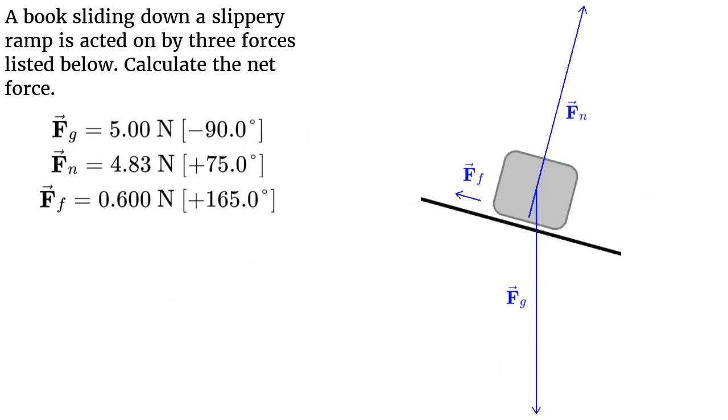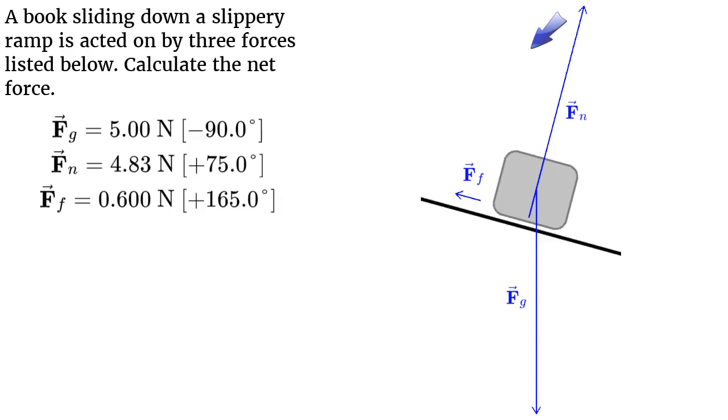Now let's look at a second example of adding vectors. Suppose a book is sliding down a slippery ramp, and it's acted upon by 3 forces. There's a force of gravity, let's say it's 5 newtons, and it's directed at -90 degrees, which is straight down. The normal force is 4.83 newtons, and it's directed at +75 degrees. Now on a horizontal surface, the normal force and the gravity force are balanced. The normal force would be directed straight up at 90 degrees. Because it's on a ramp, the normal force is tilted to a direction of 75 degrees.